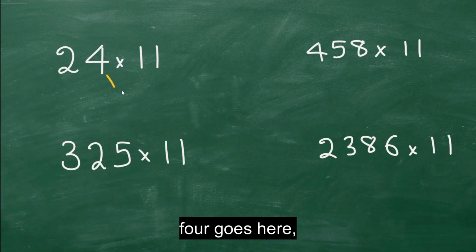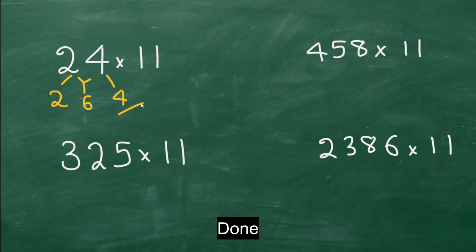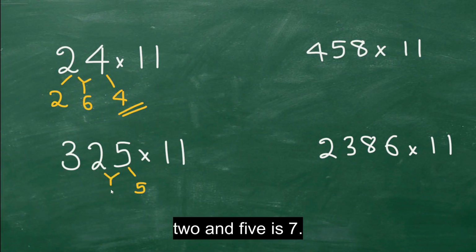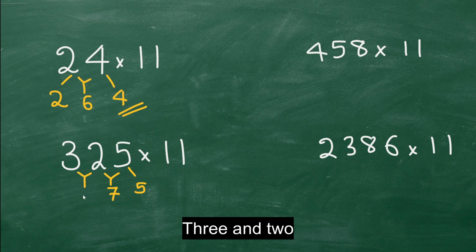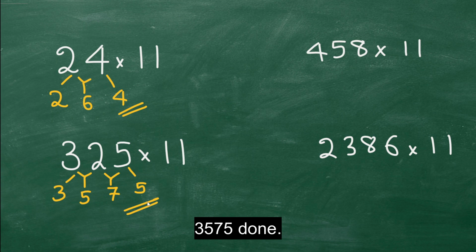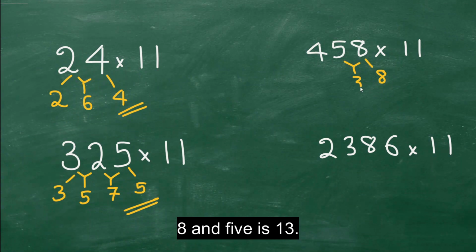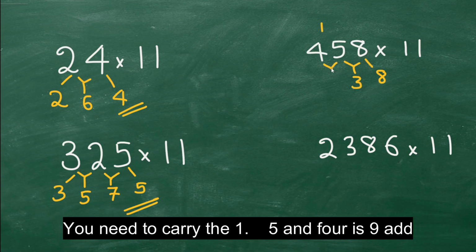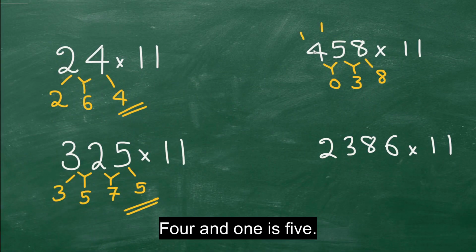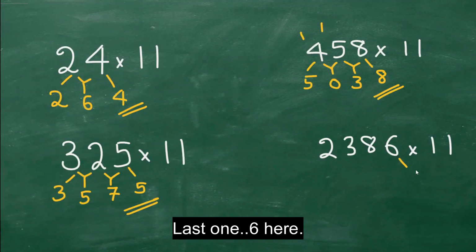So 4 goes here, 2 add 4 is 6, and 2 goes here. Done and dusted. Very easy. Let's do this one here. 5, 2 add 5 is 7, 3 add 2 is 5, and 3 goes here. 3,575. Done. Let's do this one. 8 here. 8 add 5 is 13. You need to carry the 1. 5 add 4 is 9. Add that 1 is 10. You put 0. Then you need to carry the 1. 4 add 1 is 5. 5,038. Done.